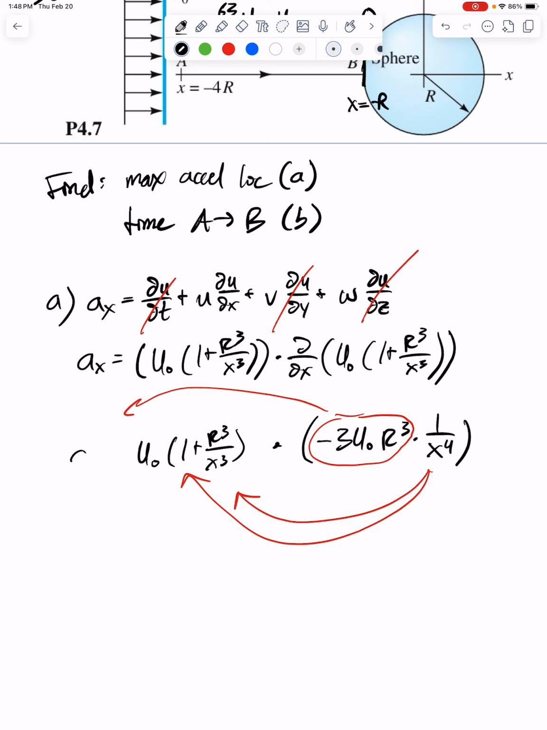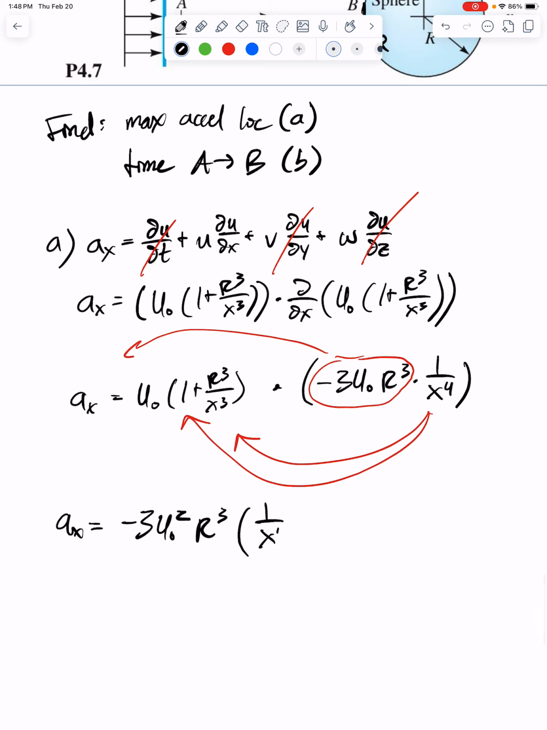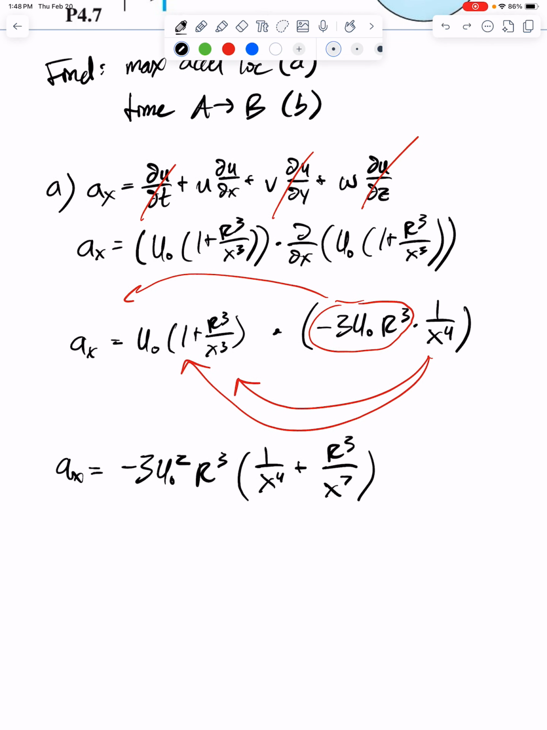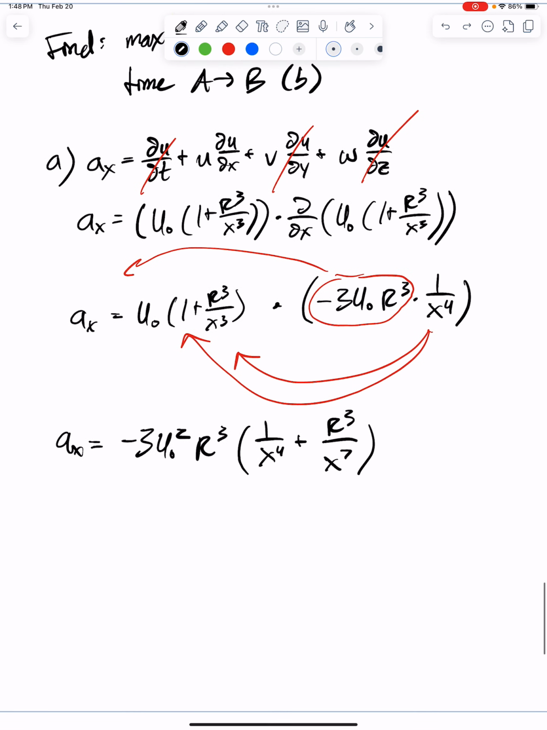So when I do so, I get the following. Negative 3 u naught squared times r to the power of 3 times 1 over x to the power of 4 plus r to the power of 3 divided by x to the power of 7. So just doing factoring and distribution, that's all I'm doing right now. Now, that's my formula for acceleration in the x component.